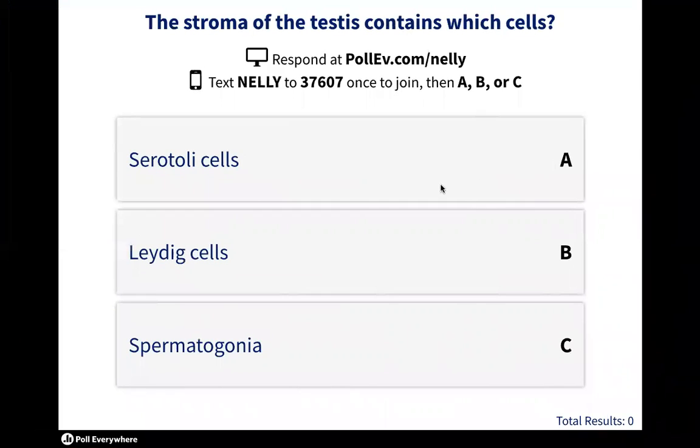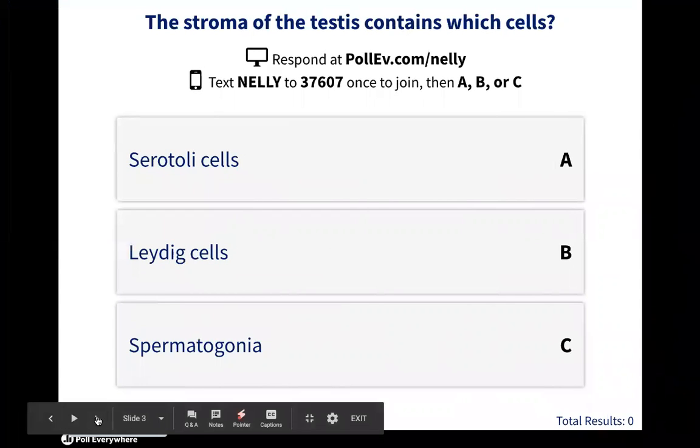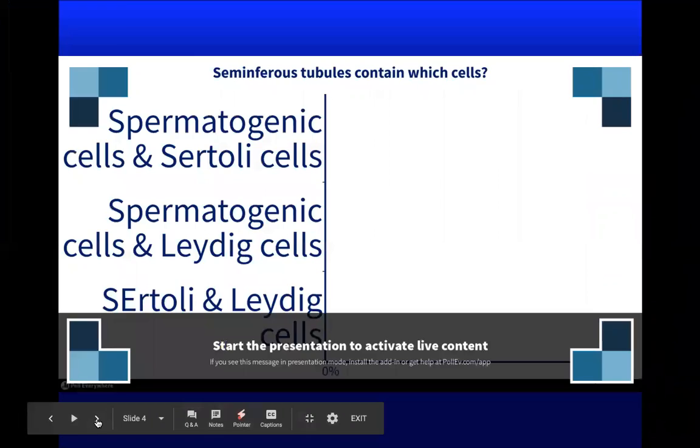Sorry. When I have it on full screen so that you can see everything, I lose the chat box.